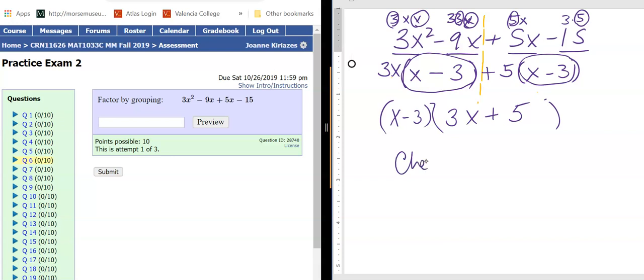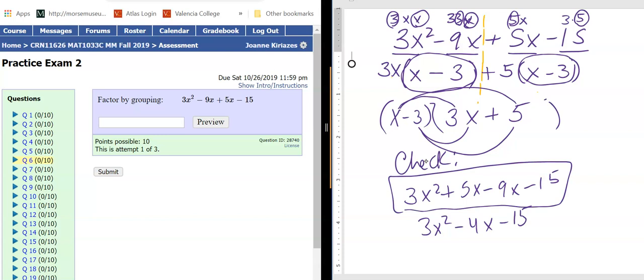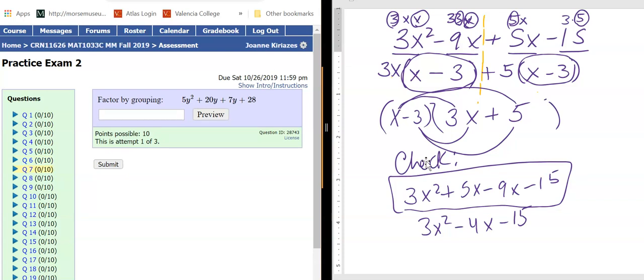Now, if you wanted to check your answer, you want to make sure you get this right, you can always check it by multiplying. So I'm going to multiply. And I'm going to combine like terms. Well, actually, you don't have to. I'm looking at the problem, and they left it like this for the original problem. But the whole idea is when you multiply it out, you want to make sure that you get the original problem, because that's how you're going to factor it correctly. Okay? Problem number 7. Another one, factor by grouping.